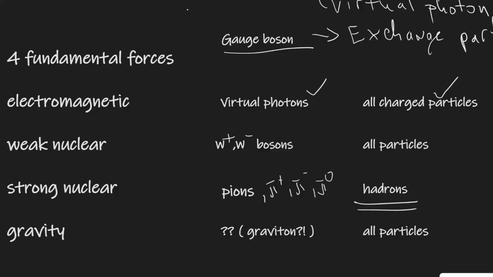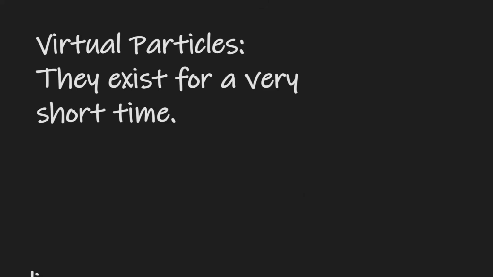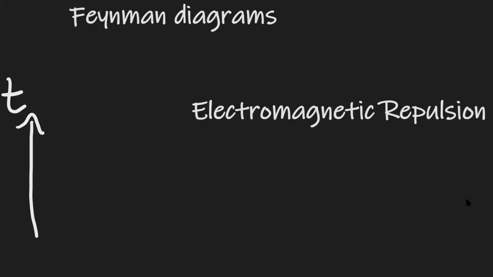The fourth fundamental force in our list, gravity. We don't yet have an exchange particle for it. There's a hypothesis about a particle known as the graviton. Talking about gauge bosons, by the way, lots of students often ask me, what are virtual particles? And the answer is that they are real particles really that exist for a very short time. And on to Feynman diagrams next.